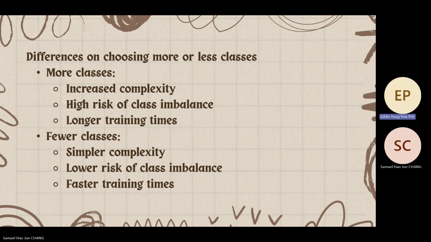If we choose fewer classes, it will be simpler in complexity and also lower risk of class imbalance, as we can prepare fewer classes with more data. Besides that, the most important benefit will be faster training time, as the model does not need a long time to train to identify the classes.